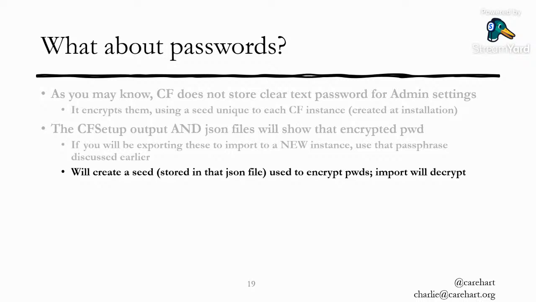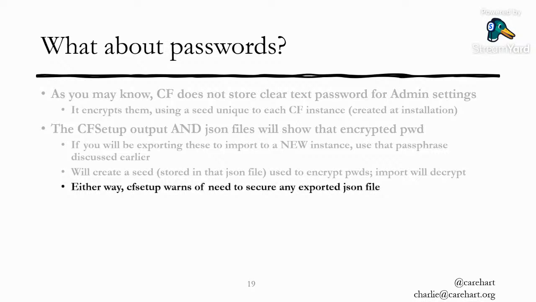Now, some people might get lost here. Let's not get focused too far in the weeds on this. I'm just saying this is the way it works, and CFSetup warns you of the need to secure such files, because, yeah, if you create such a JSON file, in it are encrypted passwords. No one could use those unless they knew your key.